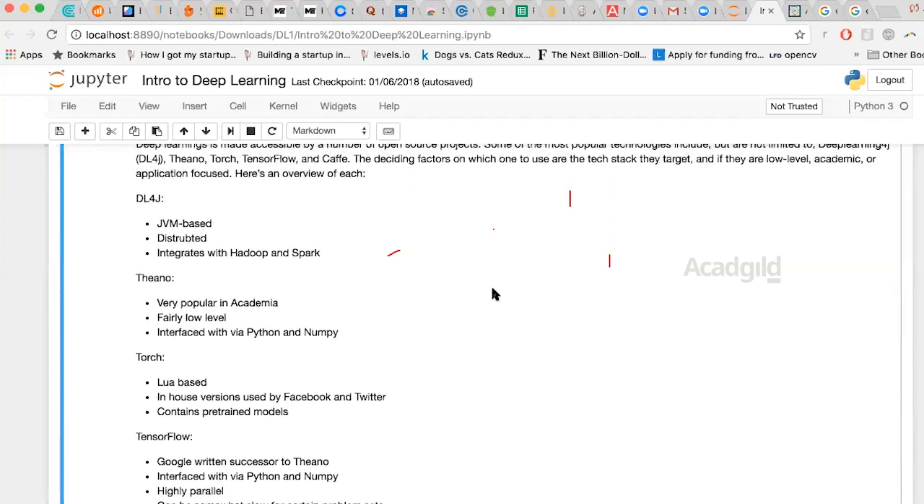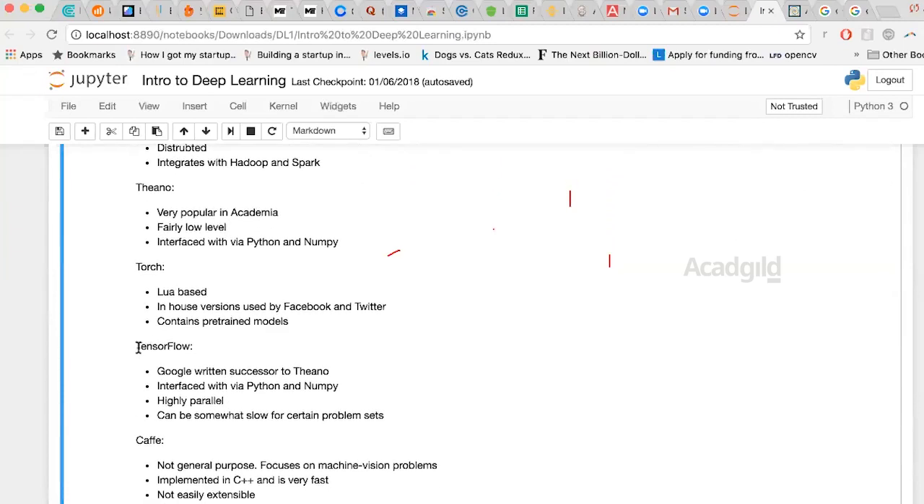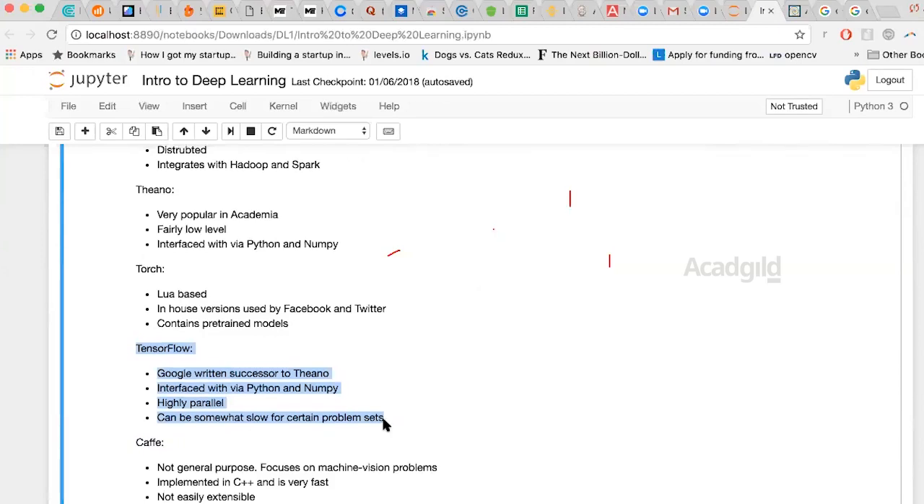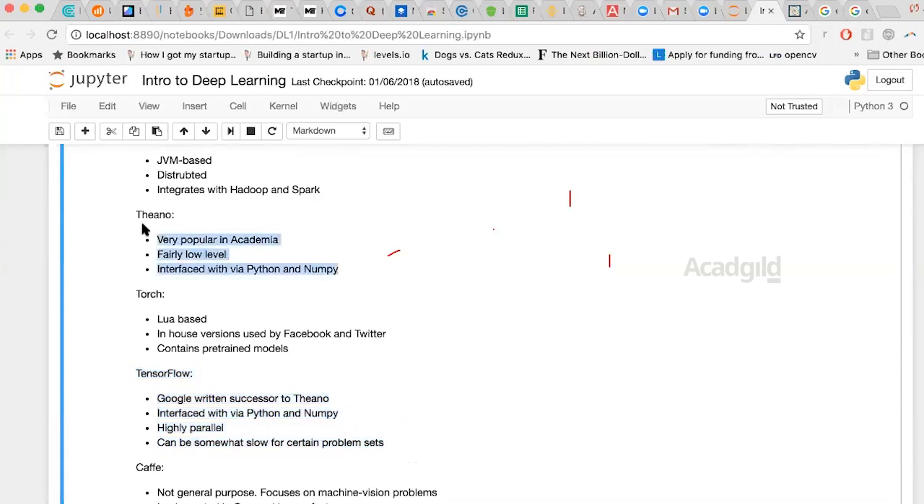TensorFlow is the most popular, widely adopted library, with a vast amount of literature available online. Google wrote TensorFlow on top of Theano, which was an older variant. It works beautifully with Python and NumPy. It's highly parallel. It can be slow sometimes, but that's okay, most deep learning libraries are slow. Theano is second most popular. Academia has taken a lot of interest in it. It's very low level.